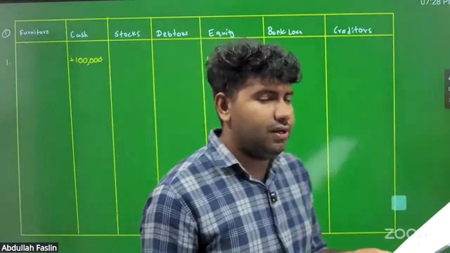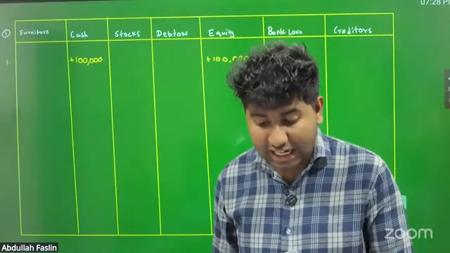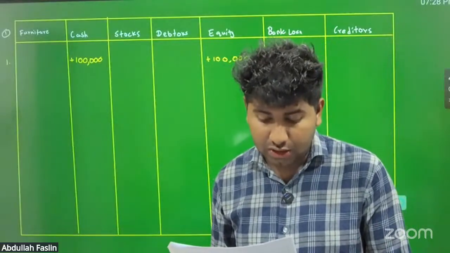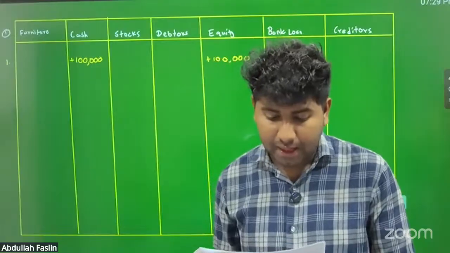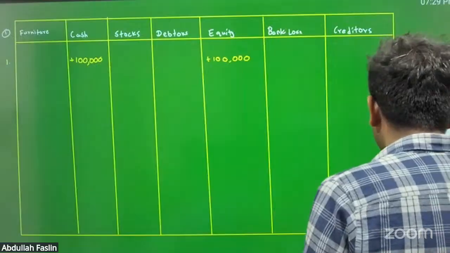Number 2 transaction. Sold 80,000 cost of goods for 98,000, on credit and the remaining on cash. How much is the cash? Look at here.